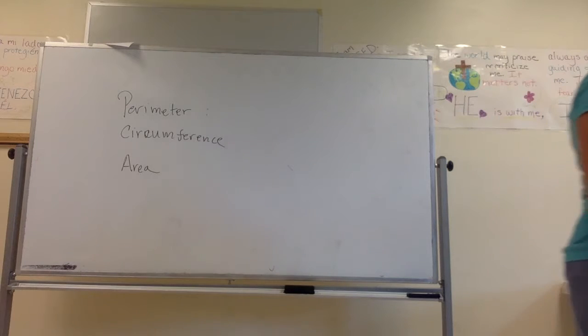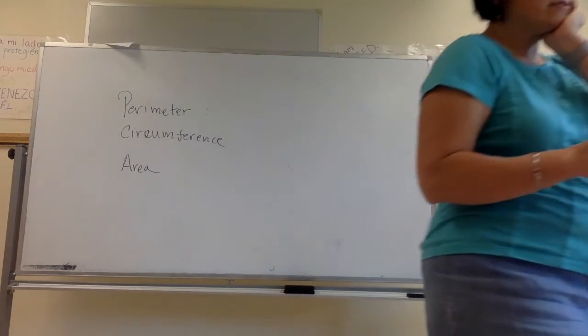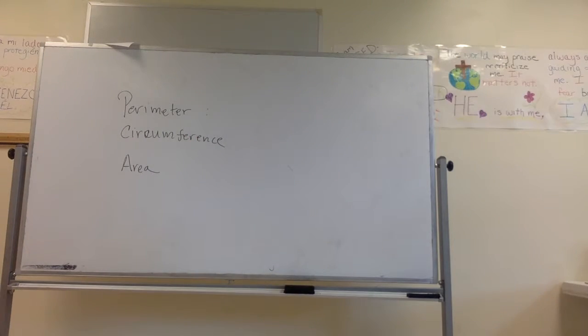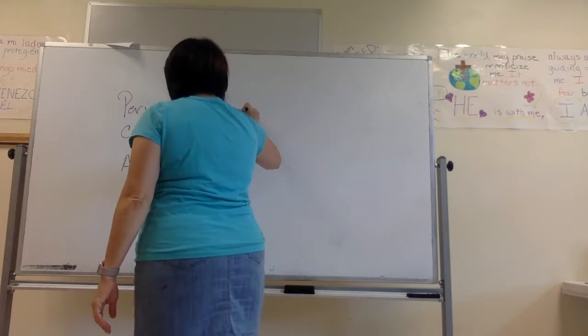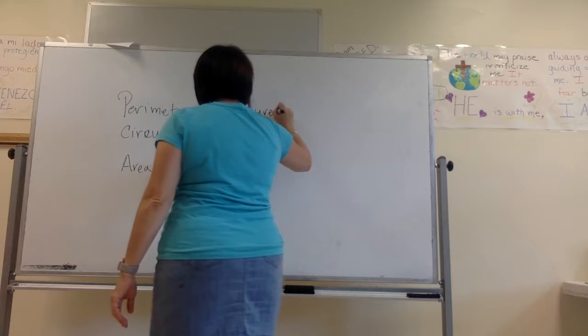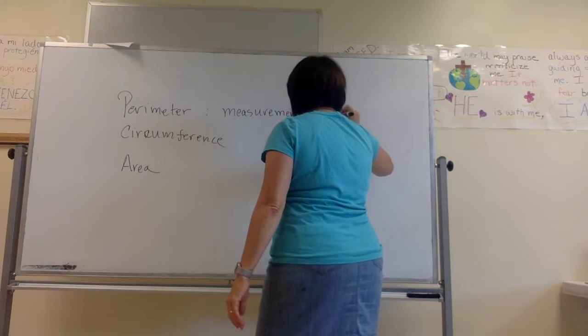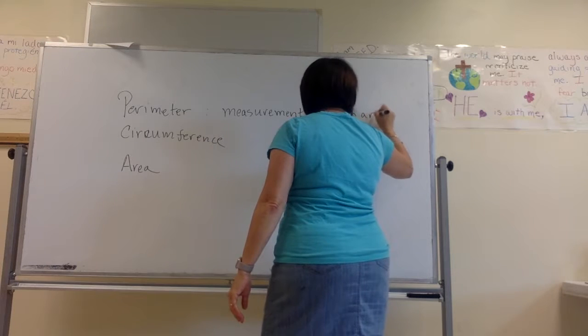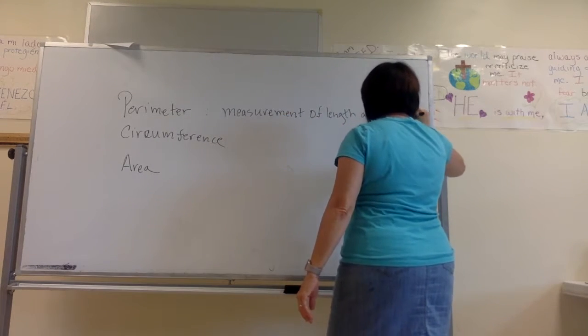So, what is the perimeter? What does the perimeter tell us? When I say the perimeter of a figure, what am I talking about? You walked around the edges. So it's the length of all the edges put together. Okay, so it's the measurement around the figure. Measurement of length around the figure.